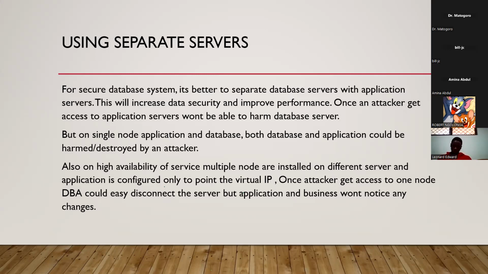But also in high availability of services, multiple nodes are installed on different servers, and the application is configured only to point to the virtual IP. Once an attacker gets access to one node, the DBA could easily disconnect the server, but the application and business won't notice any changes. This is when we talk about high availability. We are running more than one node for the database. When I'm talking about a node, I'm talking about a different server.